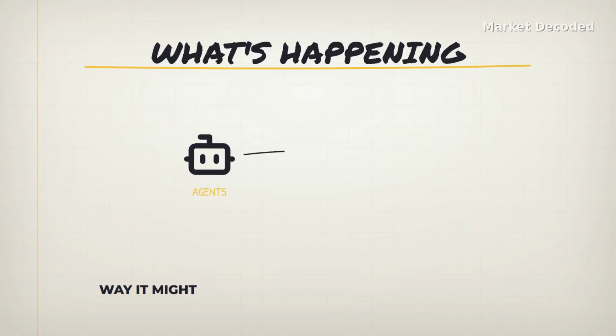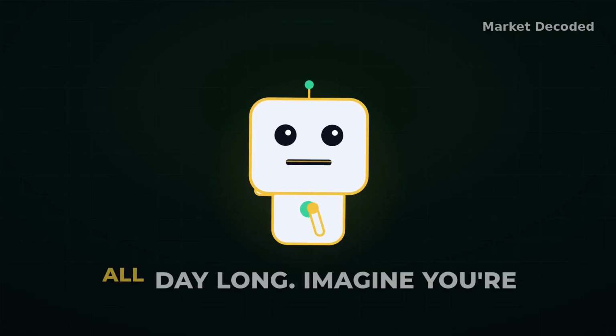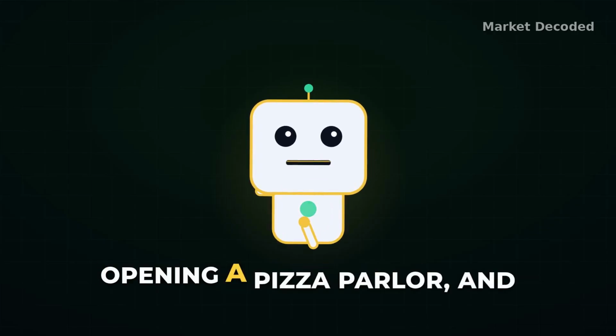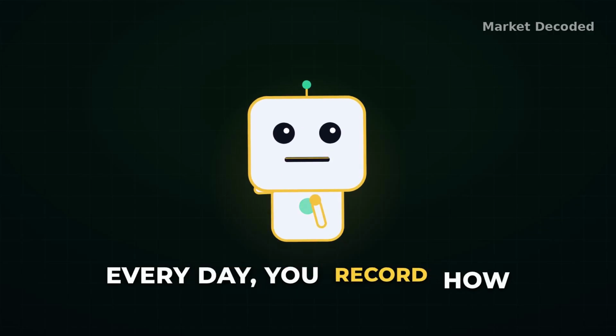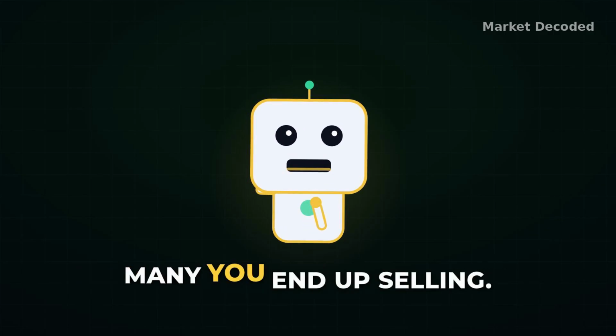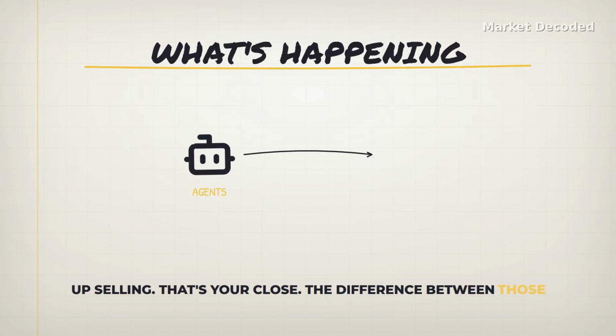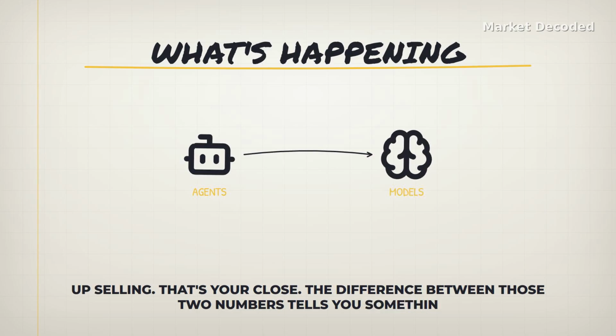And here's the surprising part. Candlestick charts don't just show us who's winning with green and red bars. They give us a sneak peek into what happens behind the scenes in the market all day long. Imagine you're opening a pizza parlor, and every day you record how many pizzas you start making, that's your open, and how many you end up selling, that's your close. The difference between those two numbers tells you something important about that whole day at work.